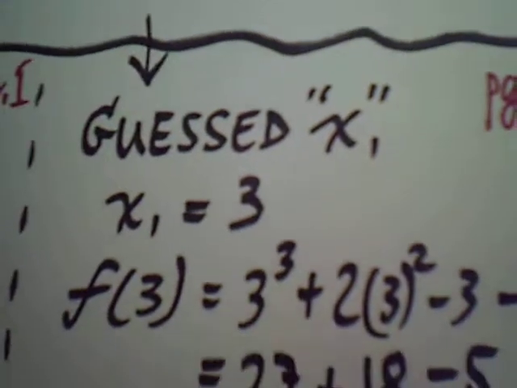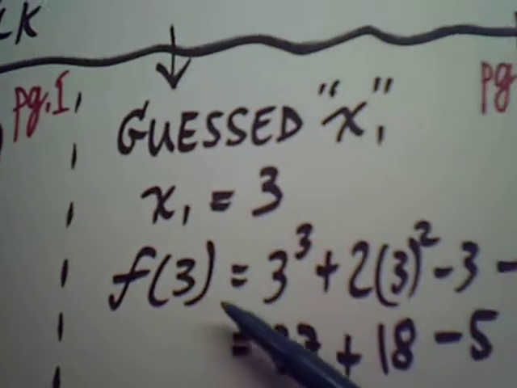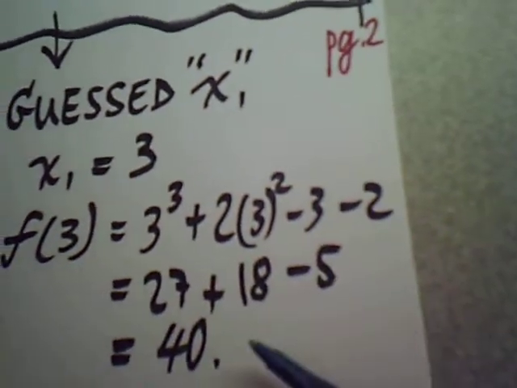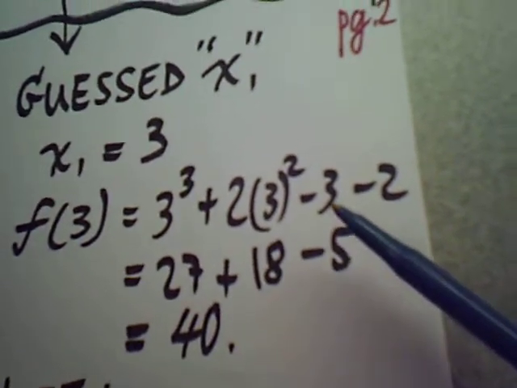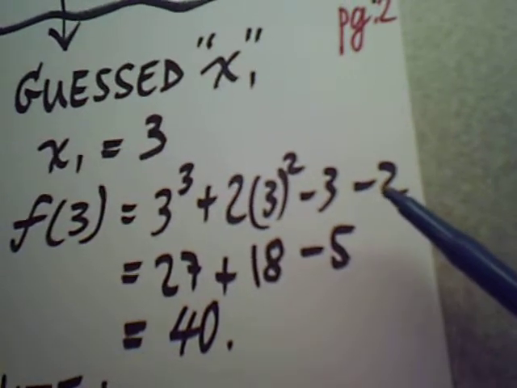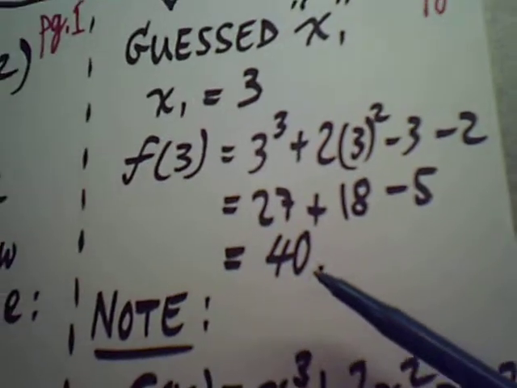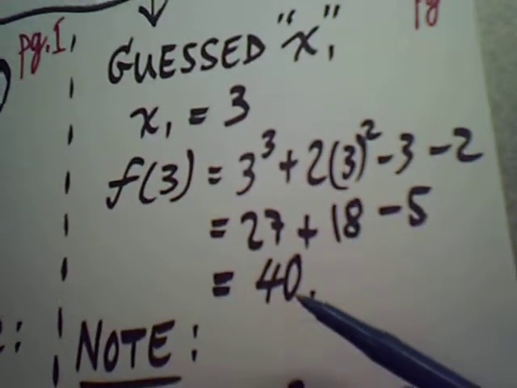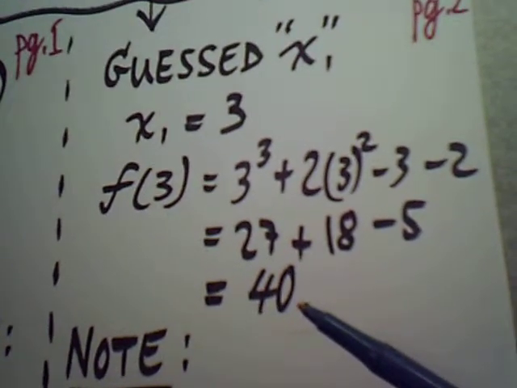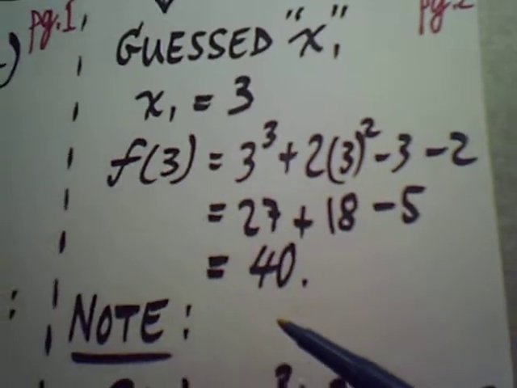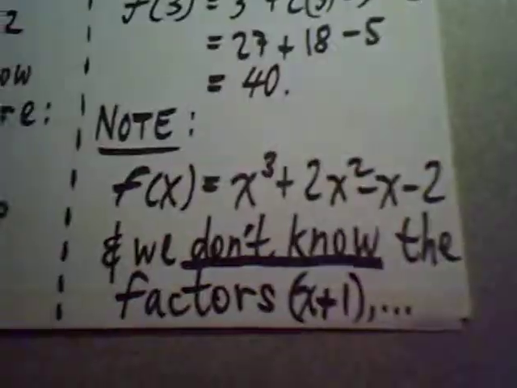So with x1 equals 3, we put the x value into the function, the argument x equals 3, and we work it out. 3 cubed is 27, 3 squared times 2 is 18, minus x equals 3, so minus 3, and then the constant term was minus 2. Put it all together, you get 45 minus 5, we have 40 for the y value, where we set the function equal to y, right? Normally we graph the value of the function as the y coordinate on an xy graph. Alright, so just another note that we actually don't know these factors.